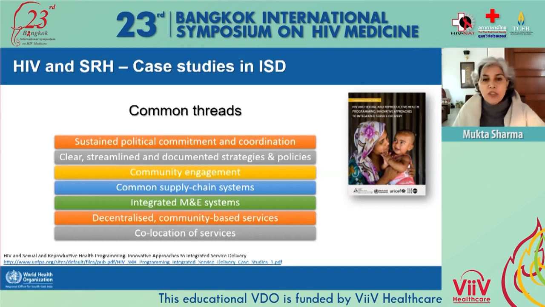You cannot have integration if you say, yes, as part of HIV, we will be looking at family planning needs of pregnant women, women who are not pregnant, or of postpartum women, and not be able to deliver any contraception to them. So the supply chain integration is very, very important. Integration of M&E systems is very important because otherwise you still have 2 very, very separate systems that don't talk to each other. Decentralization is key, and co-location of services as well.